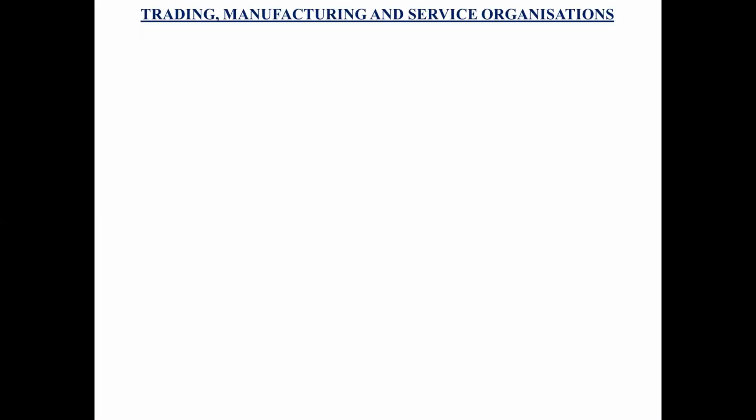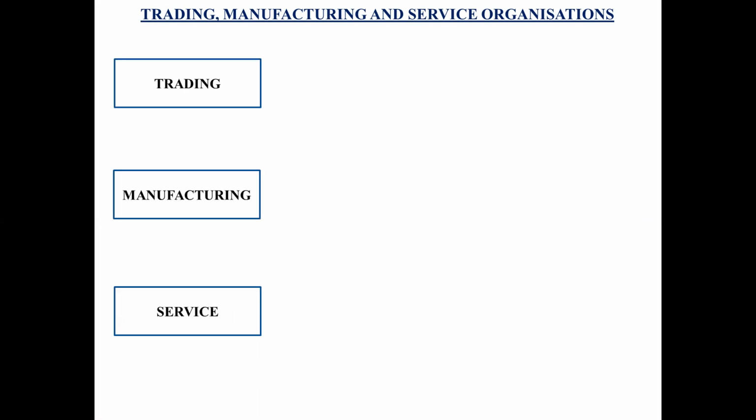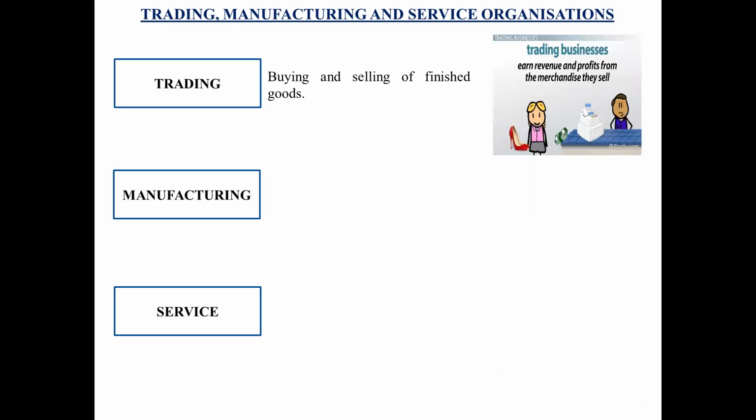So let's start. Okay, so we have three types of organizations. We have trading organization, we have manufacturing organization, and we have service organization. In trading organization, we buy goods and we sell it to the customer at a higher price and we earn profit from that. So we are not actually manufacturing goods, we are buying it from outside and we are selling to the customer at higher price and we earn profit from that. So trading is basically concerned with buying and selling of finished goods.